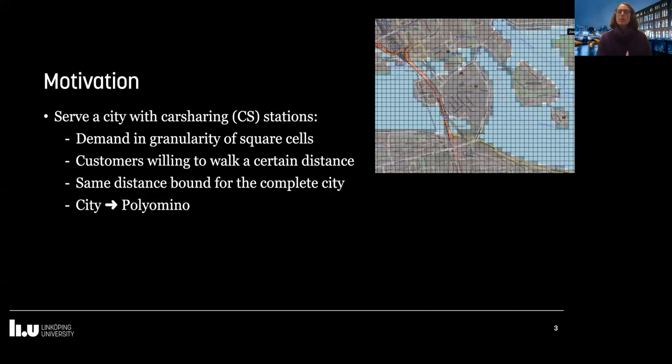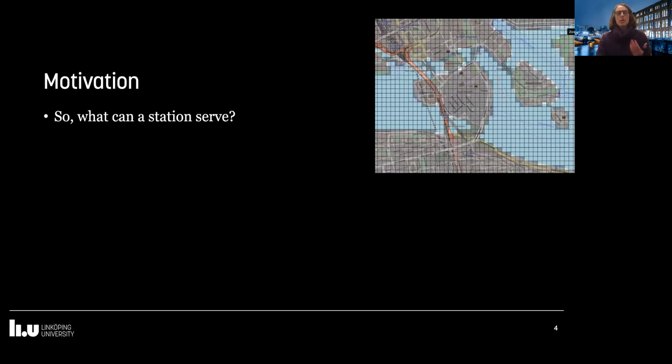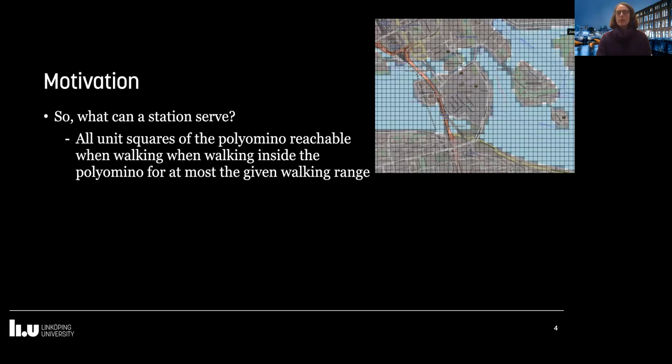So what does that mean for us? We can represent the city as a polyomino, and walking is only possible within the boundary of the polyomino. Why? Well, if you look in particular at Stockholm, then any holes represent water bodies, and we can simply not walk through them. Then our goal is to place as few car sharing stations as possible to serve the complete city.